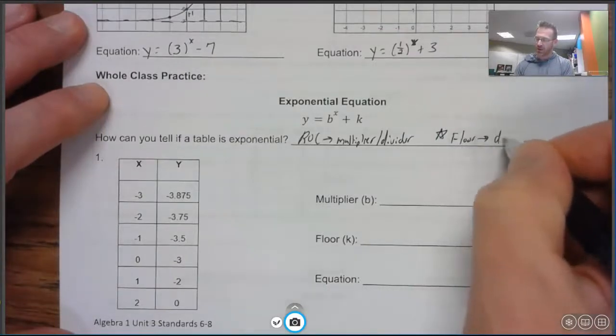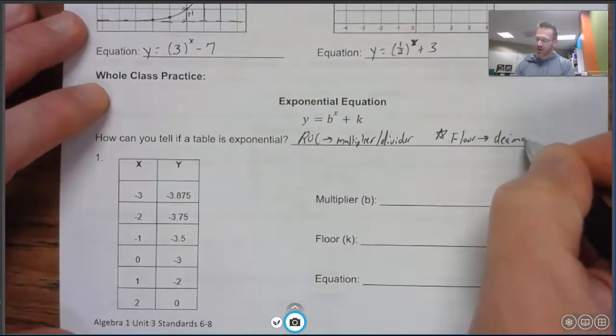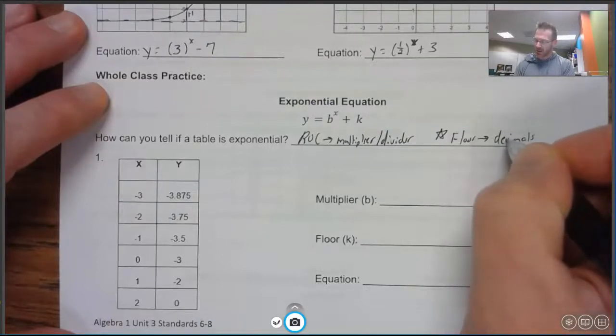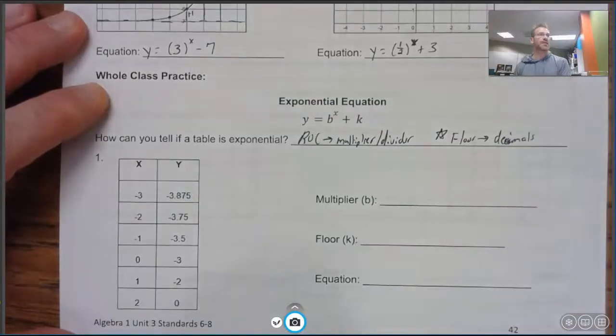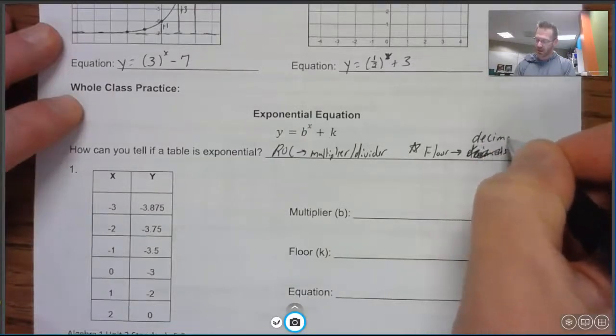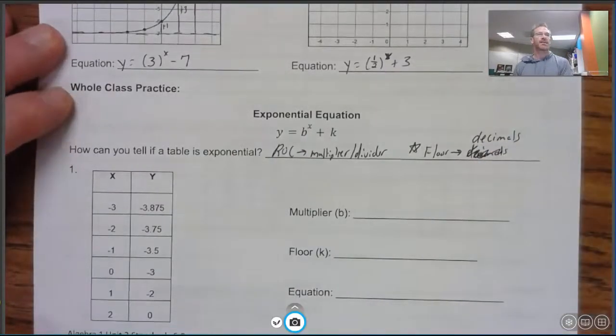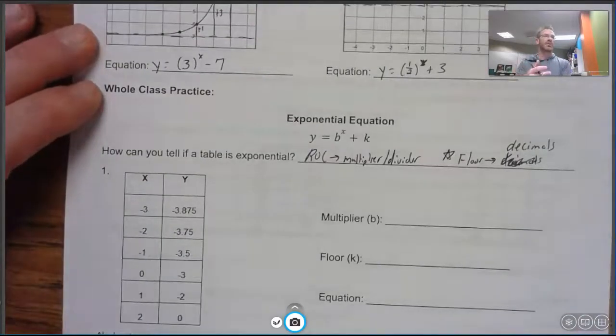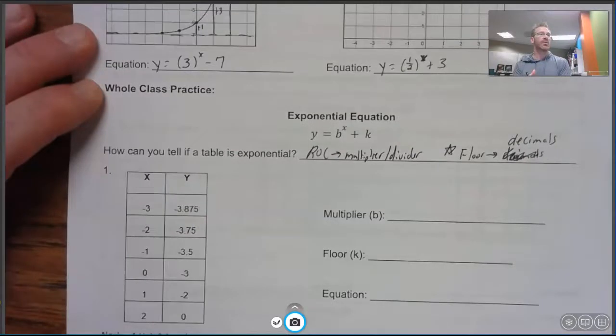And the way we see this is we see decimals, as a giveaway, because if we're approaching the floor, we're going to get really, really close to a number. The way we see that in a table is we see those decimals: 4.1, 4.05, 4.0005, 4.0001. So that's a giveaway.